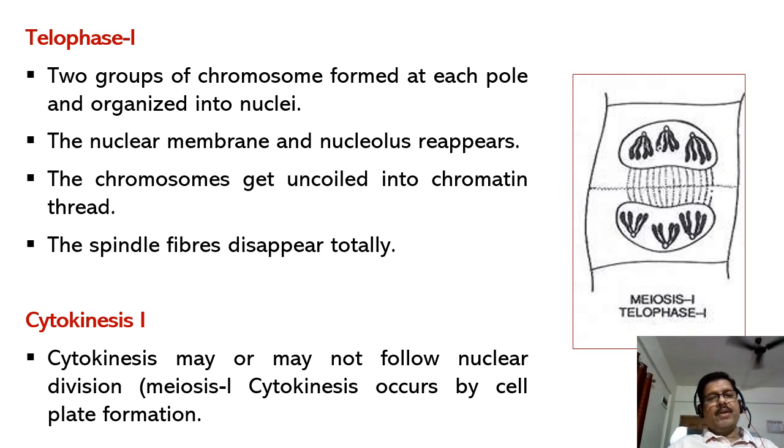Telophase I. Here, the two groups of chromosomes form at each pole and organize into nuclei. The nuclear membrane and nucleolus reappear. The chromosomes uncoil into chromatin thread-like structures, and the spindle fibers disappear totally. Then cytokinesis I occurs by cell plate formation, which divides the cell into two daughter cells which are haploid in nature.